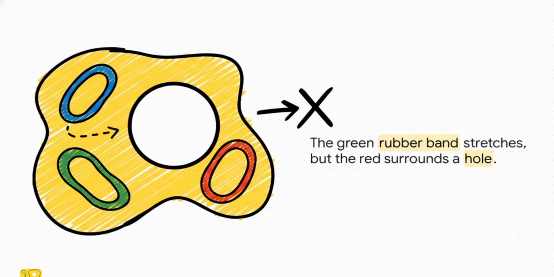A blue rubber band can stretch and bend to become the green one perfectly fine. They're totally equivalent, right? Neither surrounds a hole. But you absolutely cannot stretch that green rubber band to become the red one without tearing it. Why? Because the red one is looping around that white hole. So homology uses algebra to separate the uninteresting rubber bands from the ones that actually loop around a meaningful gap.